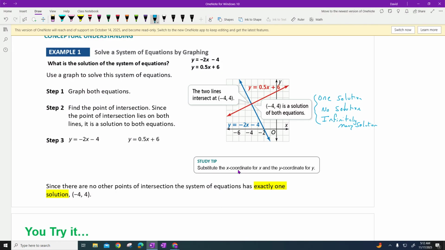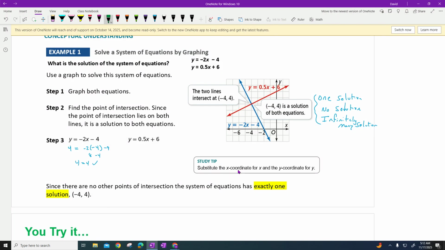So we're going to get these guys graphed. We're going to see the exact point where these two guys cross, and then from time to time we're going to check our answers. So let's go check it real quick. My y is a 4, so it goes over here. Minus 2, negative 4, minus 4. Well, that's 8 minus 4, and it works in the first one.